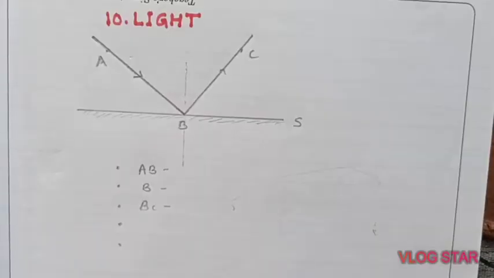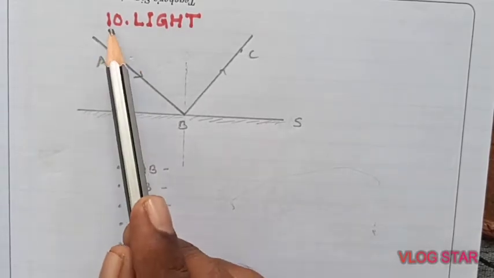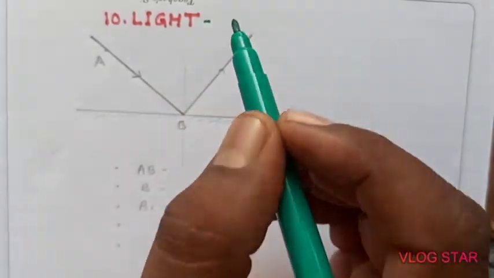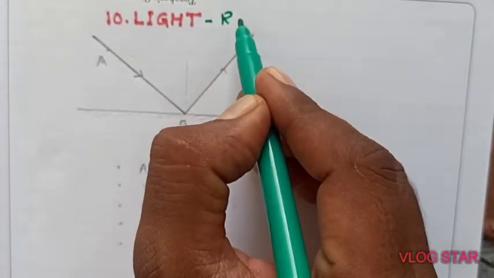Hello students, today we are starting our new lesson, Light, Chapter 10. We have studied reflection of light. The first part we are going to study here is reflection, and the second one is refraction. So we will study reflection of light.